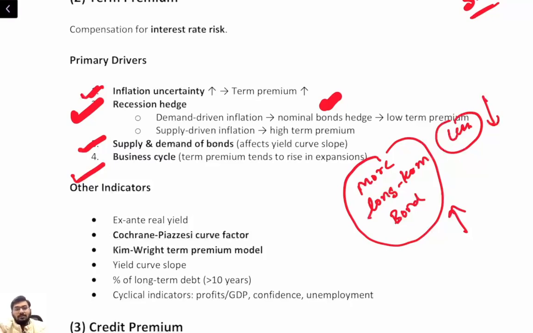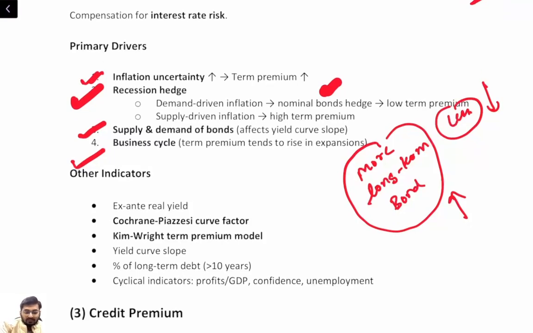Now, just like we have seen some primary drivers, there are some indicators as well that will influence the term premium forecast, or basically the indicators. Clear? Like ex ante real yield.